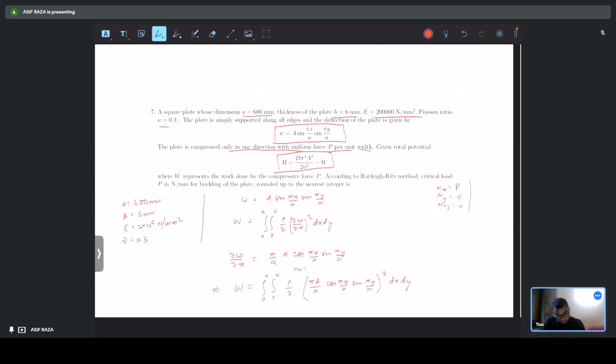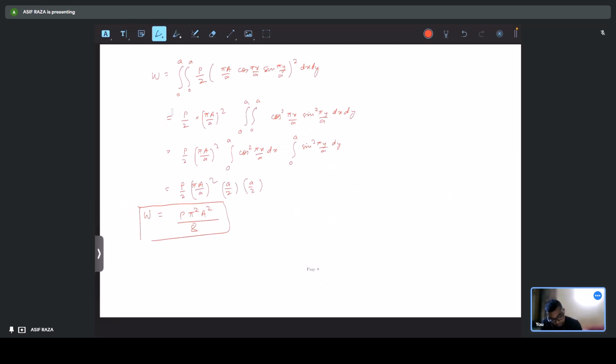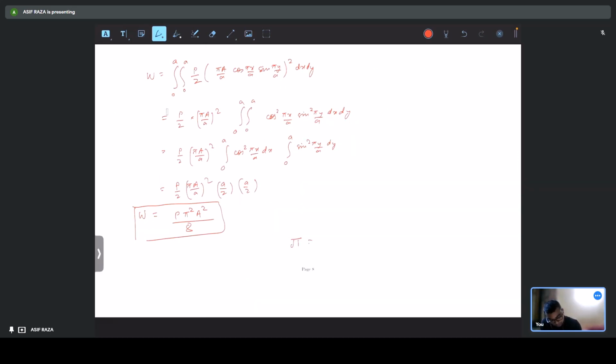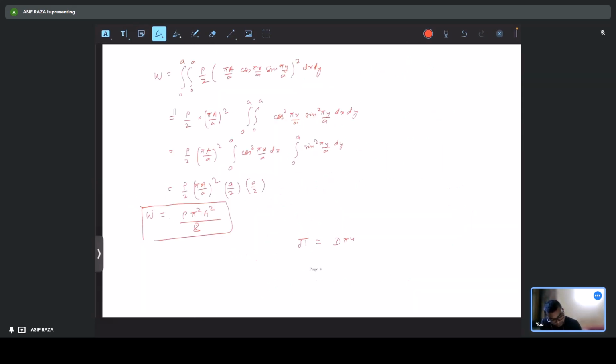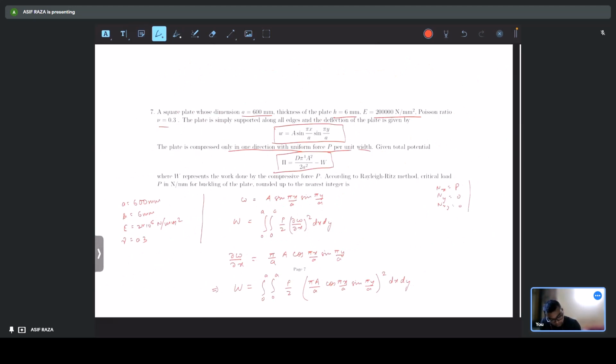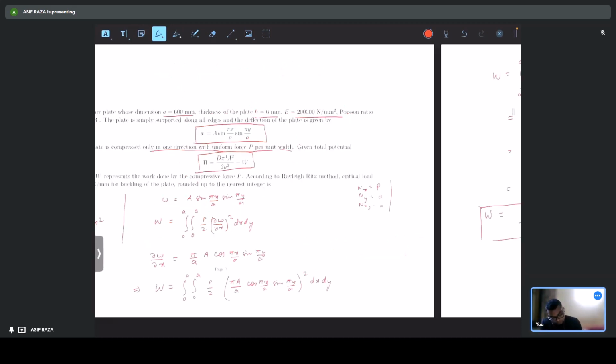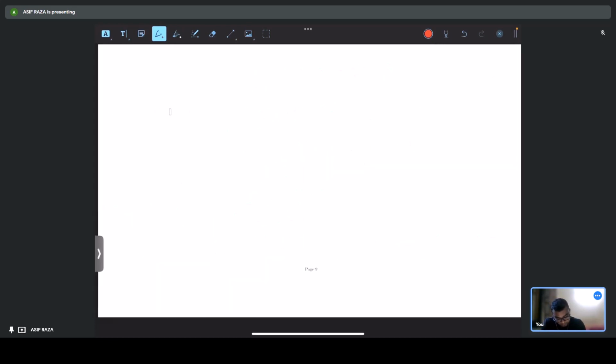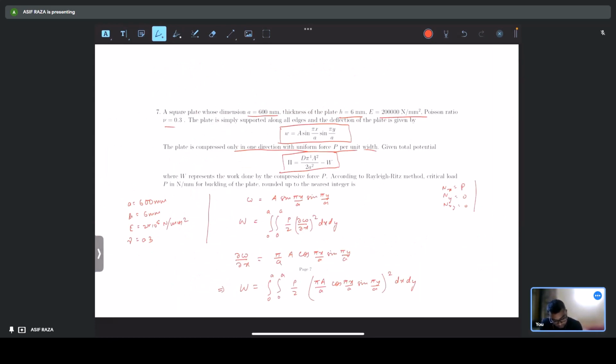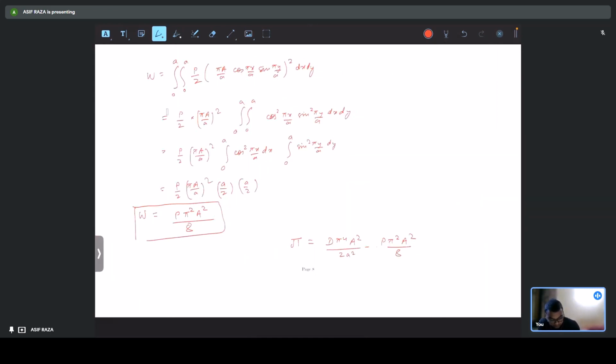Now our total potential pi would then become pi equal to the strain energy term in A square minus W, and W is equal to P pi square A square upon 8. I need to find this load P using the Rayleigh-Ritz method.